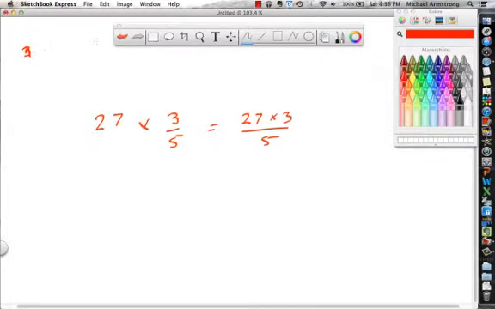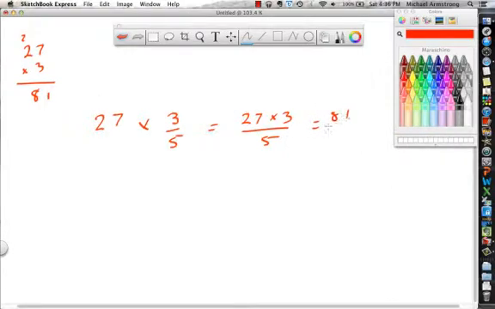Not 3. It's not going to let me erase it. Let's see, try again. There we go. 27 times 3. 3 times 7 is 21. 6, 7, 8, 81. I should have known that. That's the same thing as 3 to the 4th power. Alright, so it's 81 over 5.